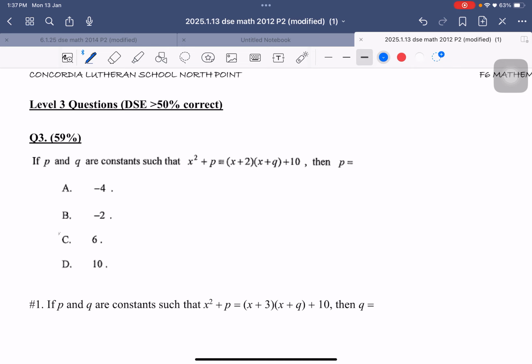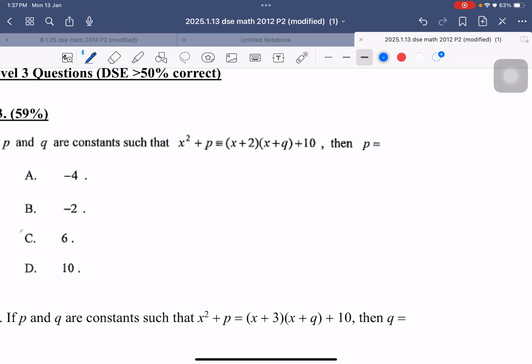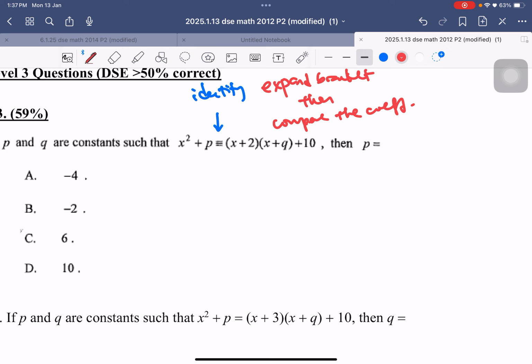So question 3. Not all of the front questions are going to be easy. Okay? Still going to be hard as well. So I've taught you 2 methods. The first one is the general method. When you have this, it is called an identity, isn't it? If you have the identity, John, what do you need to do? Expand the bracket and then we compare the coefficients. So write it down yourself. So expand the bracket, then compare the coefficients. Okay?